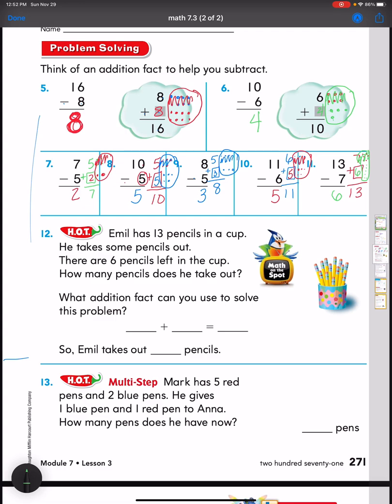All right, Emil has 13 pencils in a cup. He takes some pencils out. There are 6 pencils left in the cup. How many pencils does he take out? What addition fact can you use to solve this problem?